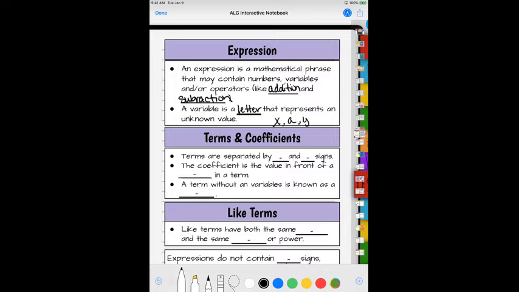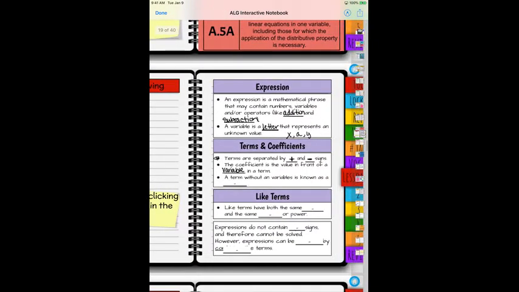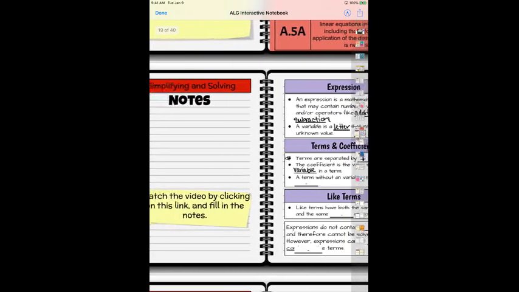Those are all examples. So now we're going to go to terms and coefficients. The first bullet point says terms are separated by addition signs and subtraction signs. The coefficient is a value in front of a variable. So I'm going to write in variable. And let me show you exactly what that means. The coefficient is the value in front of a variable.